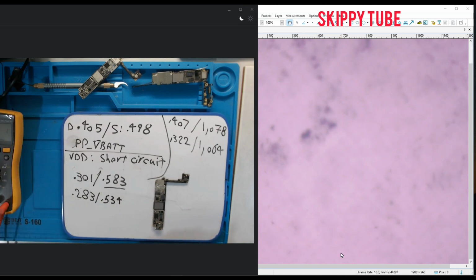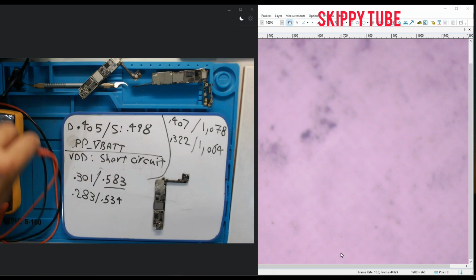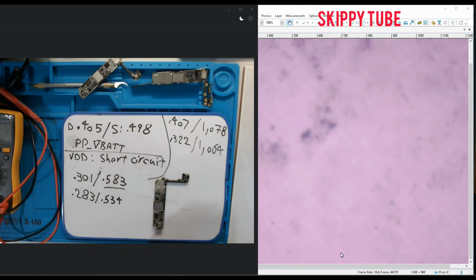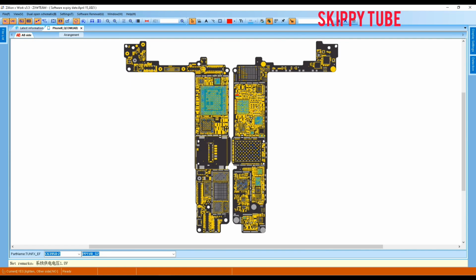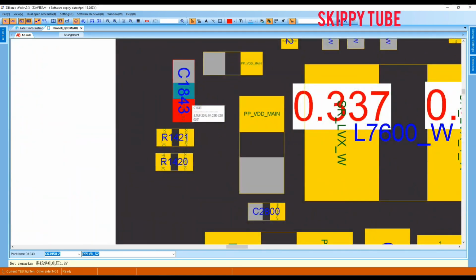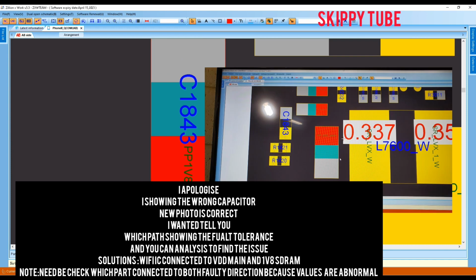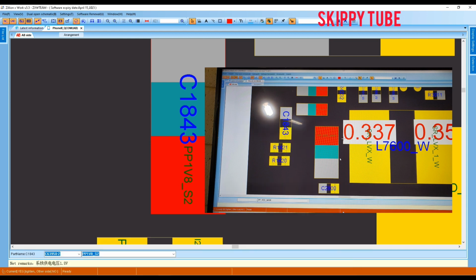Okay guys, now I hope you understood what's happening in there. Let me show you on the schematic diagram. The capacitor with the fault is capacitor C1843. This has a faulty capacitor, and it can be removed to check whether it works or not. Okay, but this capacitor on the schematic diagram is connected to where? To the Wi-Fi IC.